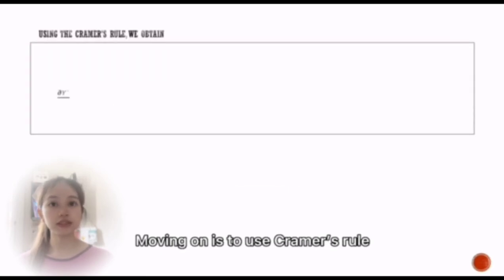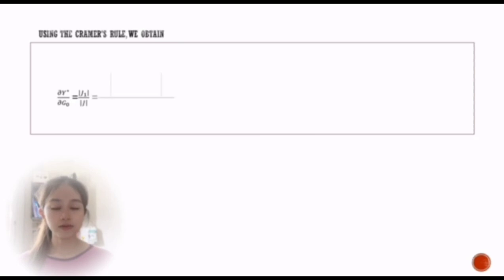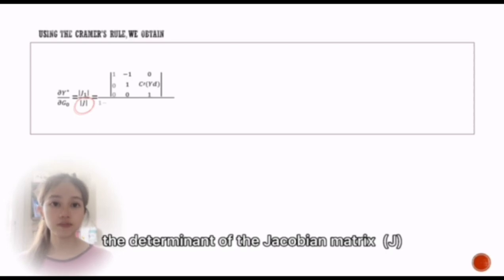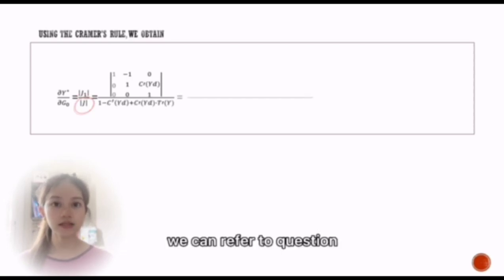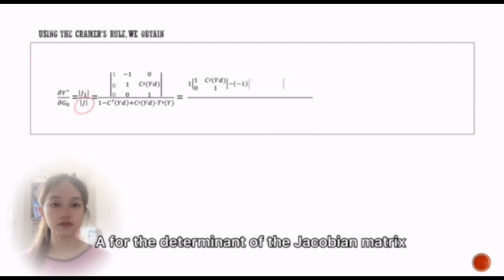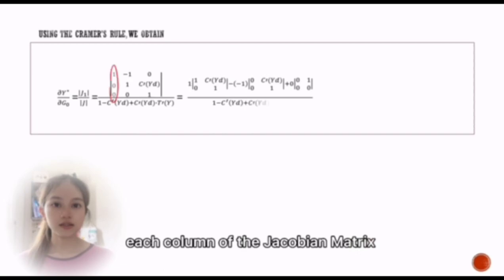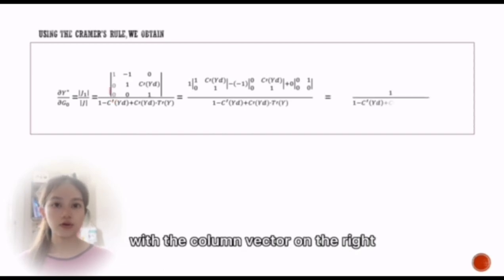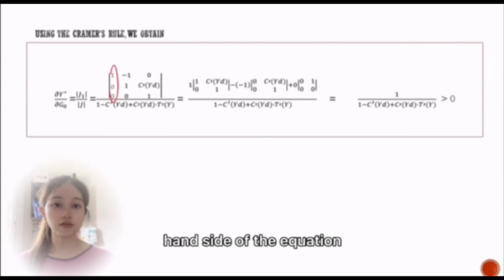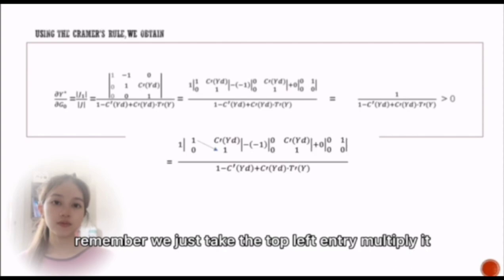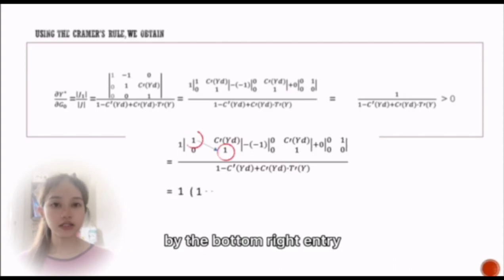Moving on is to use Cramer's rule. To apply Cramer's rule, we need to find the determinant of the Jacobian matrix J. We can refer to part A for the determinant of the Jacobian matrix. Next, we are going to replace each column of the Jacobian matrix with the column vector on the right hand side of the equation. So to compute the determinant, remember, we just take the top left entry, multiply it by the bottom right entry, and we put a minus in between.